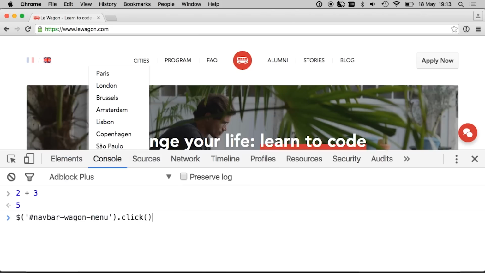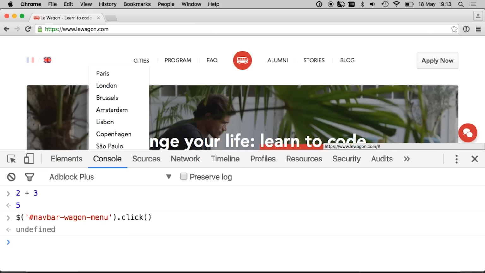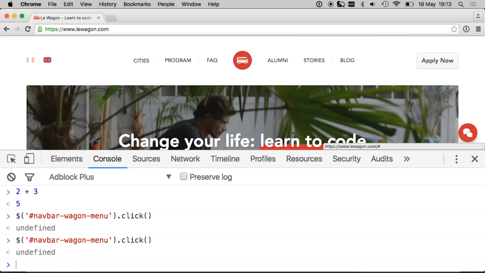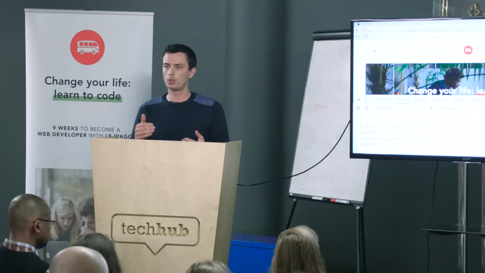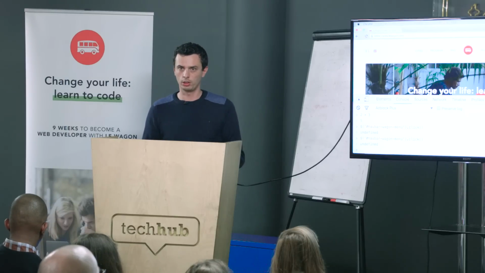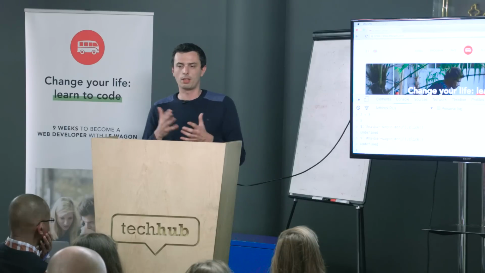Okay. So I will execute this code, like $, navbar wagon menu, .click. And if I execute that, what will happen? Yeah, obviously. And if I execute it again, it will close. So you see, in fact, with JavaScript, you can automate some user behavior. You can fake user inputs, user behavior on your page. And actually, faking events or reacting to events is kind of the same thing.